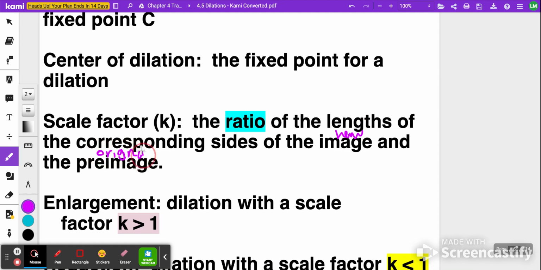So how I like to remember this is you're just going to say "no," and that's going to be your ratio for your scale factor. That's new to original.